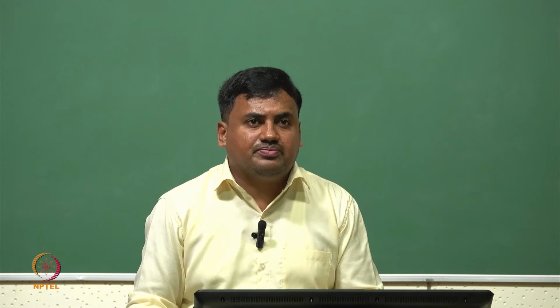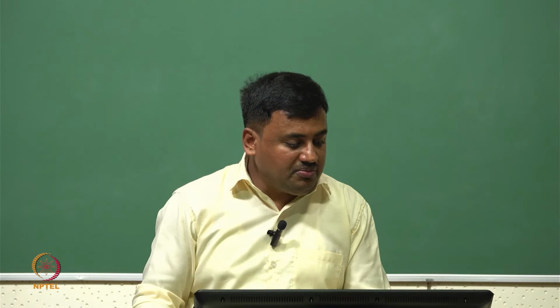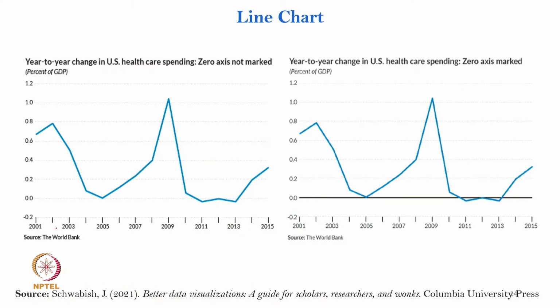As you can see in the image, the data is given by time, year to year change in US healthcare spending. The years are given from 2001 to 2015, and this is how you can track how US healthcare spending changes year to year.